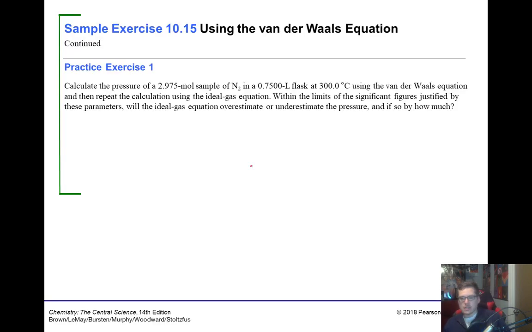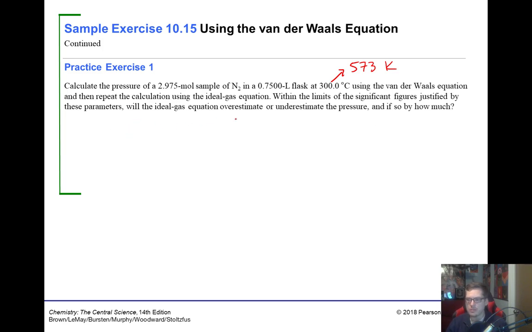It says: calculate the pressure of a 2.97 mole sample of N2 in a 0.75 liter flask at 300 degrees Celsius. So I'm just going to go ahead and change that, so that should be 573 Kelvin. Using the van der Waals equation, and then repeat the calculation using the ideal gas equation within the limits of the sig figs justified by these parameters. Will the ideal gas equation overestimate or underestimate the pressure, and if so, by how much?